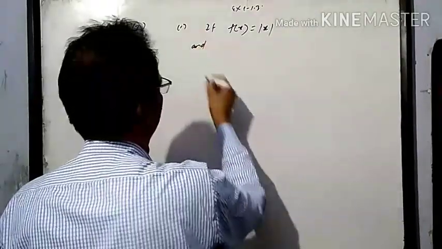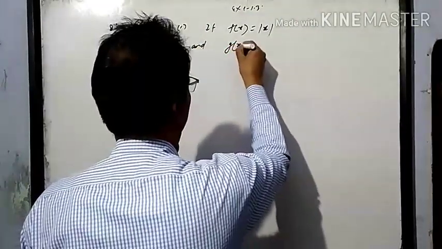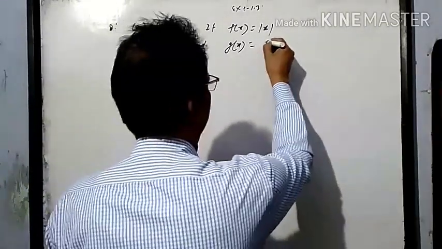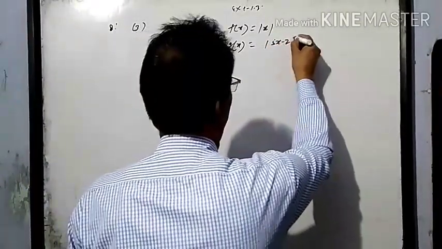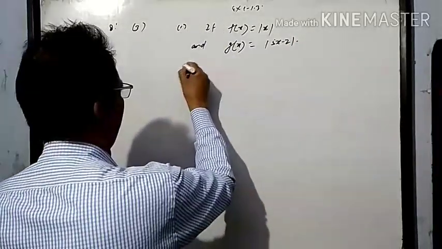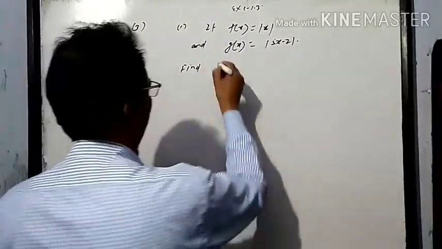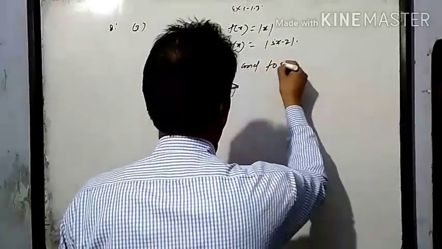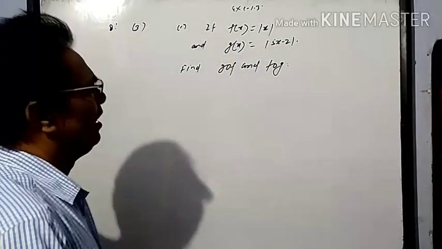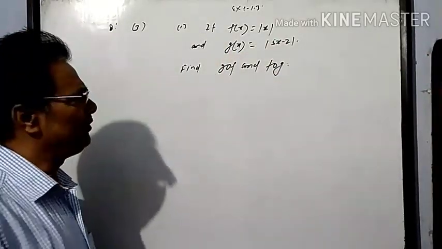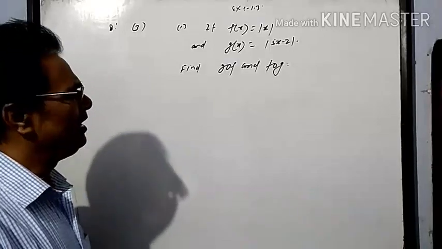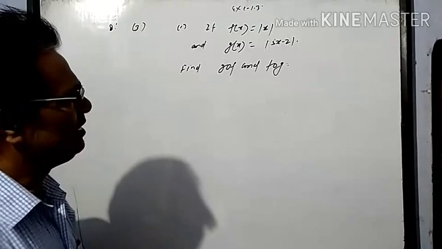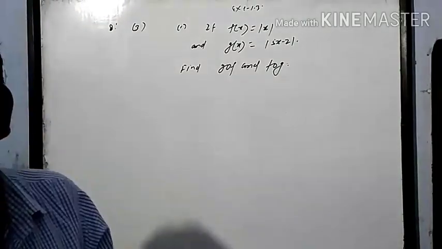and g(x) is equal to mod 5x minus 2, find the composite function of f and g, and g and f. How can we find the composite function of f and g and f, if f(x) is equal to mod x and g(x) is equal to mod 5x minus 2?